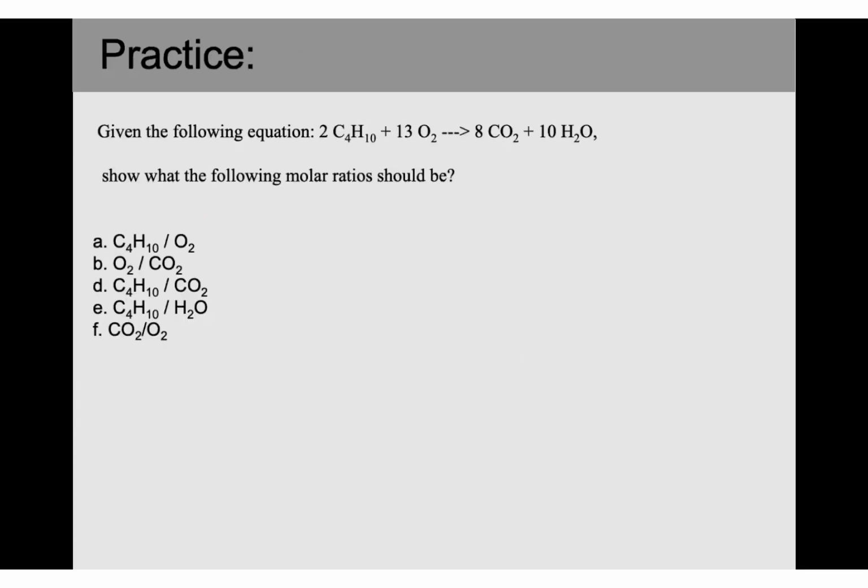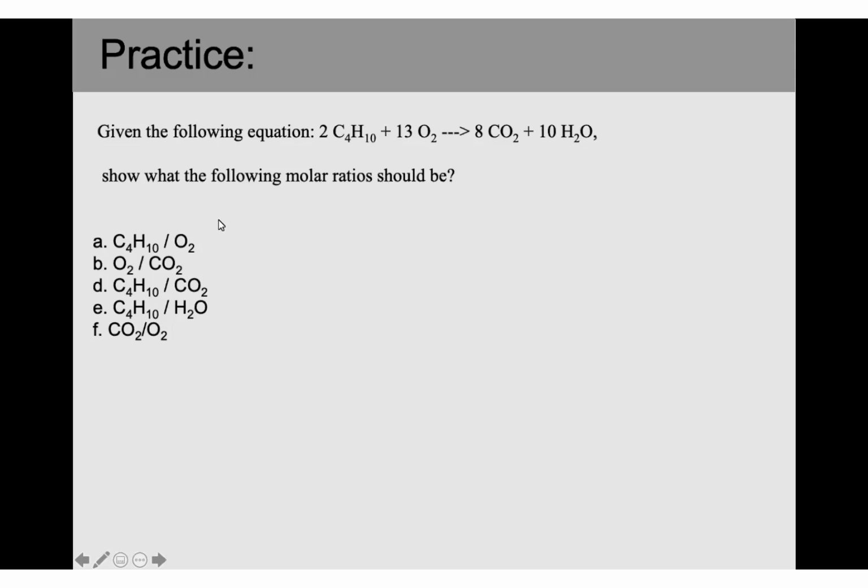Okay, let's do more questions here. We have the following equation. Always make sure to check if you have a balanced chemical equation. The first thing is to make sure you have a balanced chemical equation. So we have here 8 carbon on the left side, 8 carbon on the right side, 20 hydrogen on the left side, 20 hydrogen on the right side, 26 oxygen on the left side, and 26 oxygen on the right side.